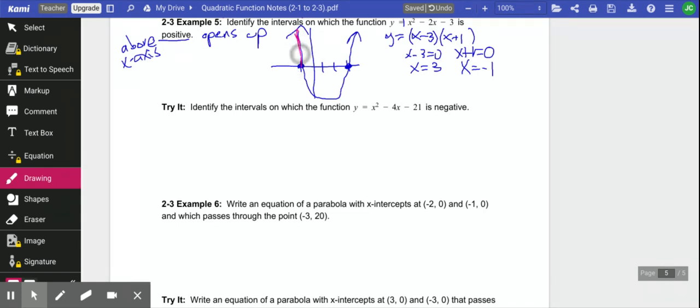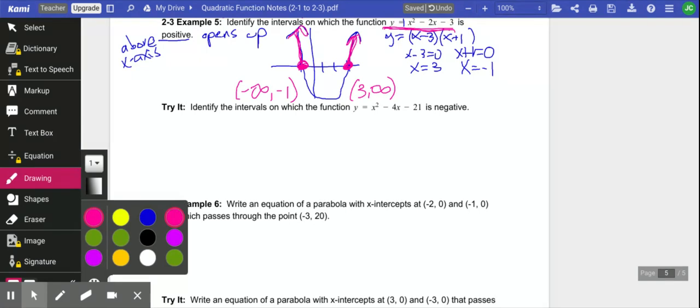On what intervals are we above the x-axis? We'll notice here and here. So everything prior to -1, so from -infinity to -1, and then everything after 3, so from 3 to infinity. Those are the intervals in which this is positive. What that means is that if you pick a number, let's say you pick 5 and you plug it into here, you're going to get a positive number. Or if you pick a number in this interval, -1 or below, so if you plug in -8, you're going to get a positive number. Okay, so that's what that means.